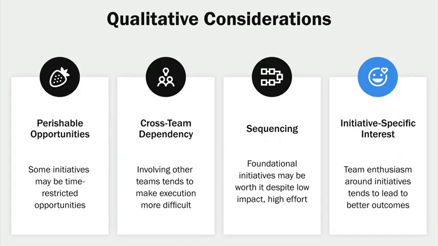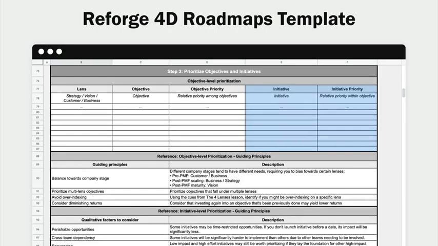Initiative-specific interest. Team members might have a particular personal curiosity about an initiative. This enthusiasm often translates to a better executed initiative, meaning it should be prioritized higher. That covers the major qualitative considerations.